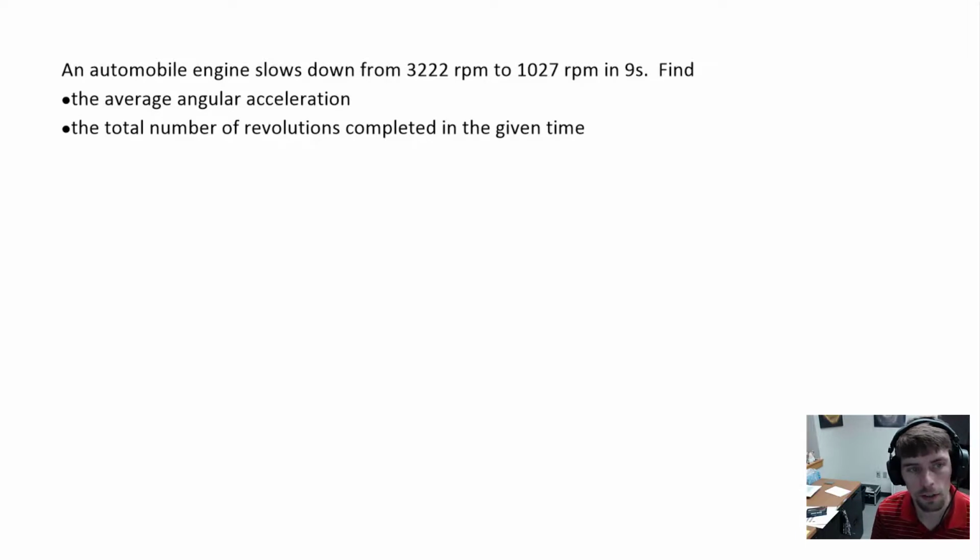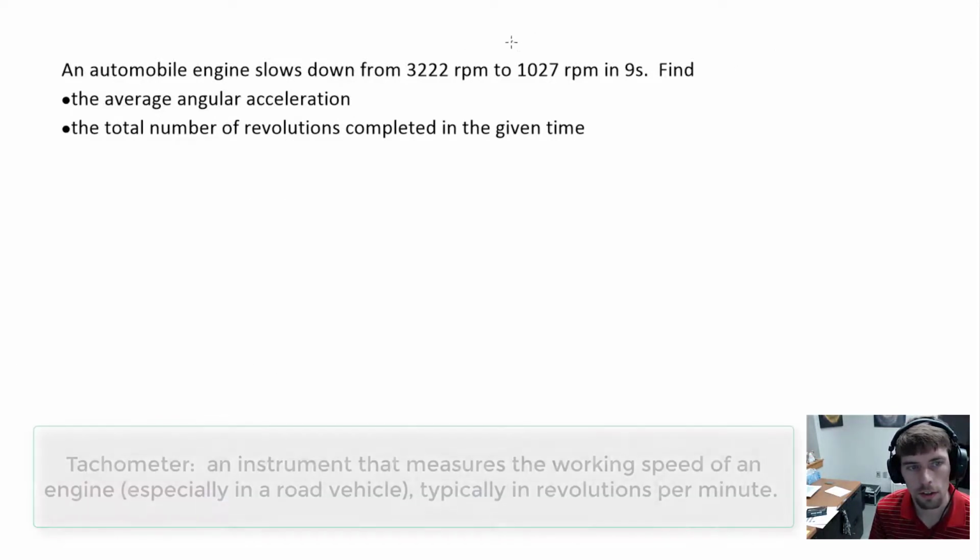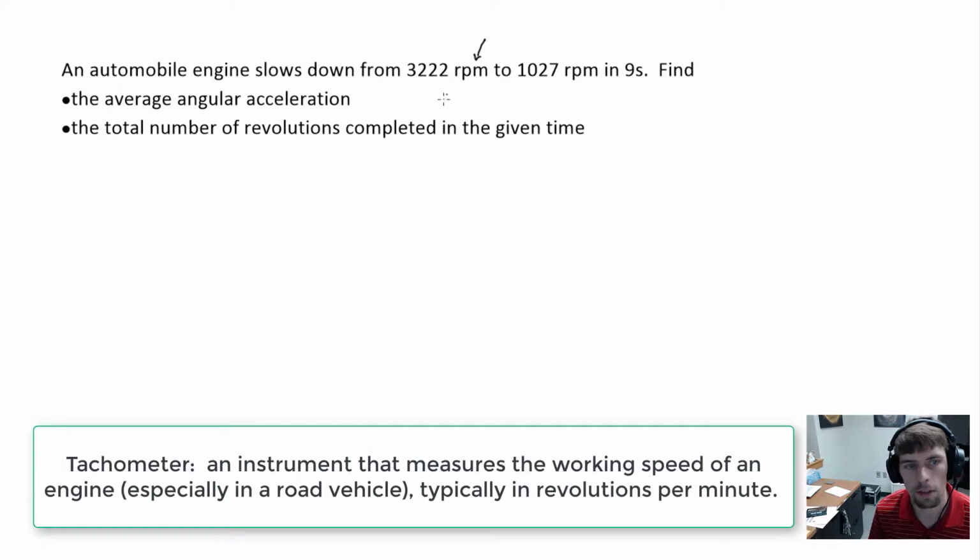So the first, actually one of the reasons I included this, let's be careful here. This RPM should sound familiar. This is kind of the thing that you have in what's called the tachometer. So this is like the tachometer in your car, and it stands for revolutions per minute.